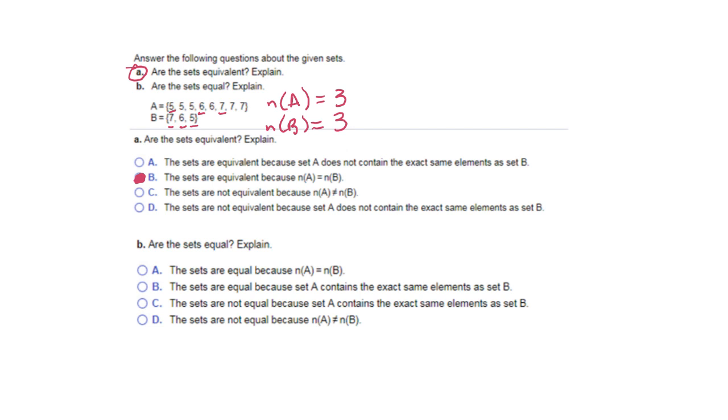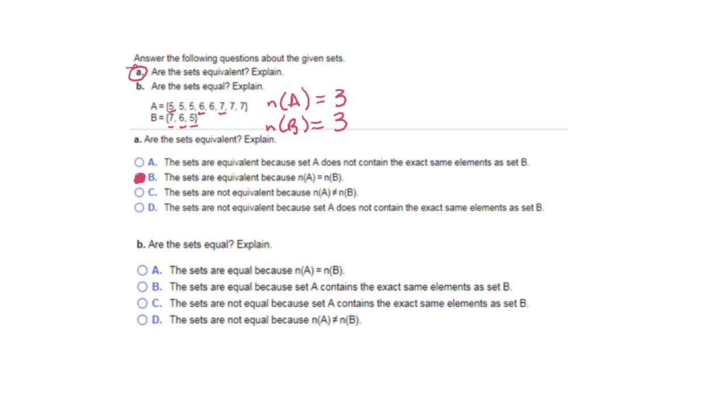Right? The next question states, are the sets equal? All right, so the condition for equal sets was that they need to contain the exact same elements regardless of order or repetition. So if you take a look at the two sets, they both have the number 5, the number 6, and the number 7. Set A has repeated elements, but they are of the same elements that are contained in set B.